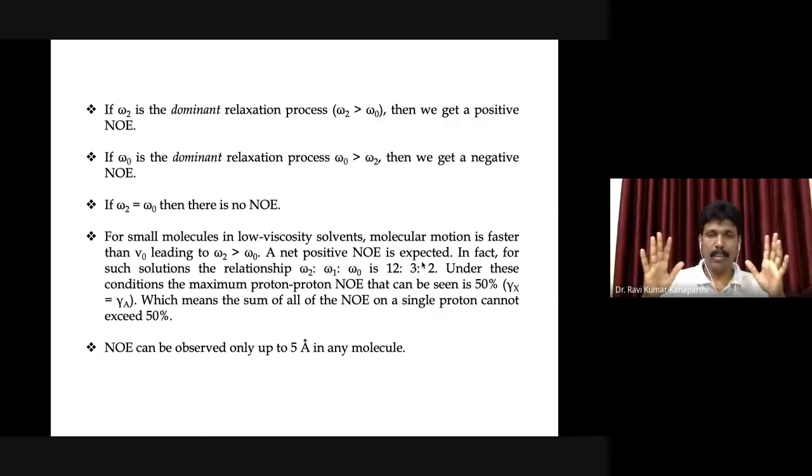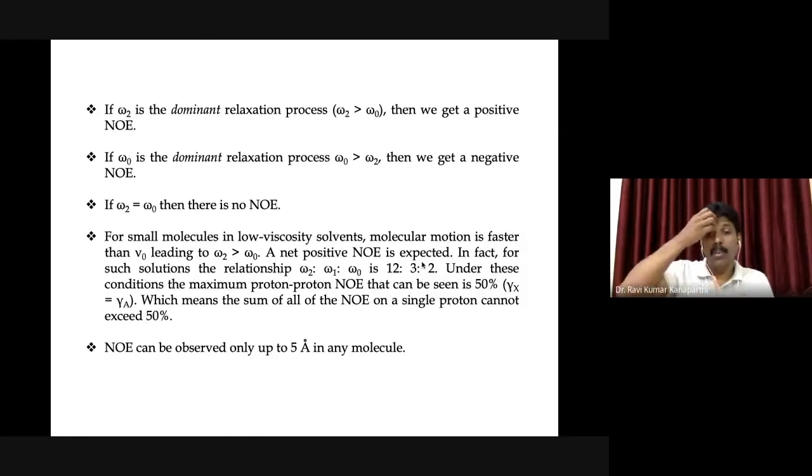Now, when I say through space, there should be a limit. If you keep the nuclei very far apart, will they see each other? Do we see NOE? No. So there is a limit for that. To observe NOE between any two nuclei which are close by in the vicinity, the distance must be within 5 angstroms. That is a very, very essential and important point. Keep in mind, if the distance between the two nuclei is more than 5 angstroms, this dipolar interaction and the relaxation are not seen, and we don't see any kind of signal enhancement or decrease.